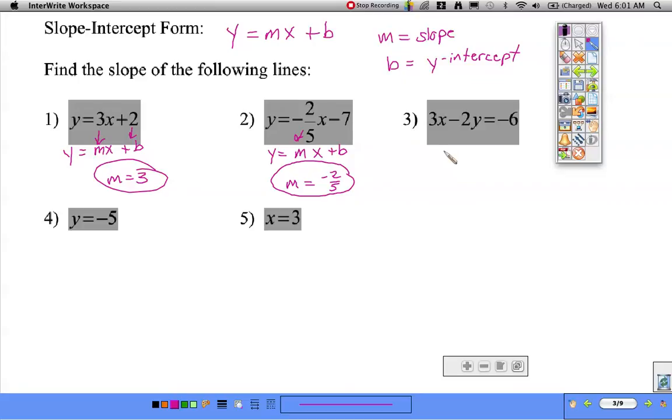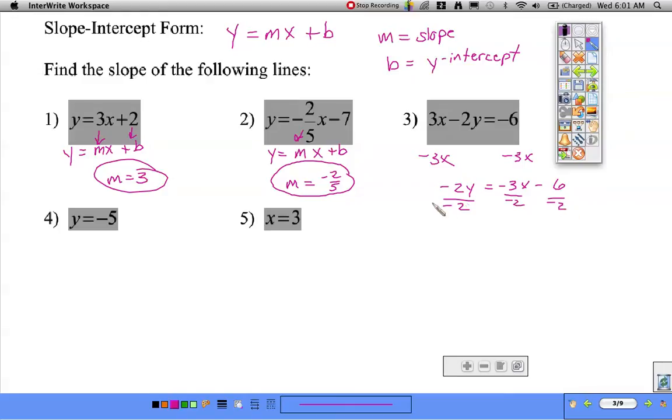Number 3 is not in slope-intercept form. It's got the x's and the y's on the same side. So we've got to change it around a little bit. I would subtract the 3x from both sides, which is going to leave me negative 2y equals negative 3x minus 6. Notice I leave the x in front of the number 6 because I want the x then the b. So m then b.